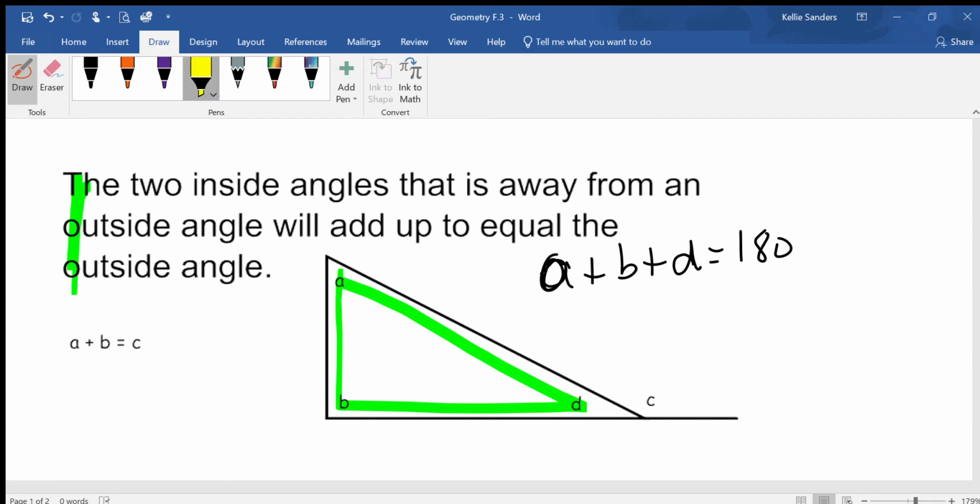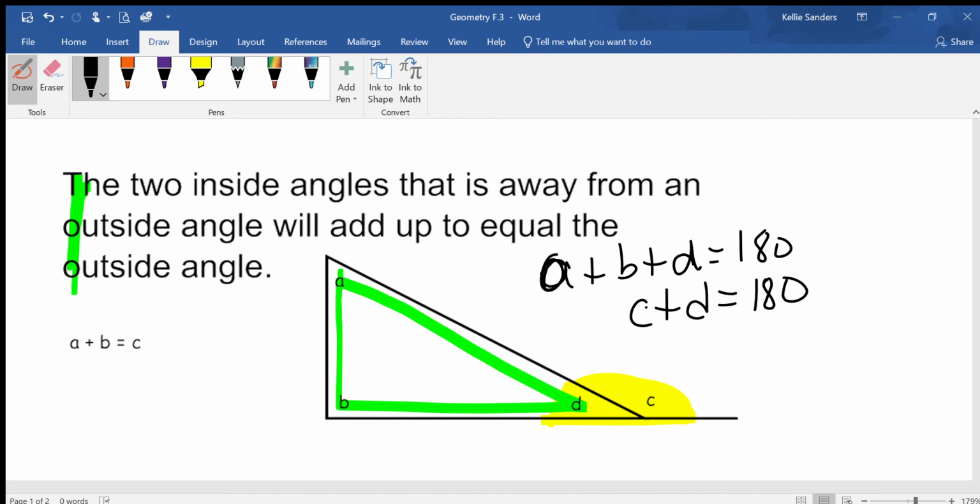Okay, watch this. These two angles right here, this angle D and this angle C. Well, they're half of a circle, aren't they? Or they make up a line. And how many degrees is in a line? 180. So C plus D equals 180. Both of those are true statements. A plus B plus D equals 180 and C plus D equals 180.